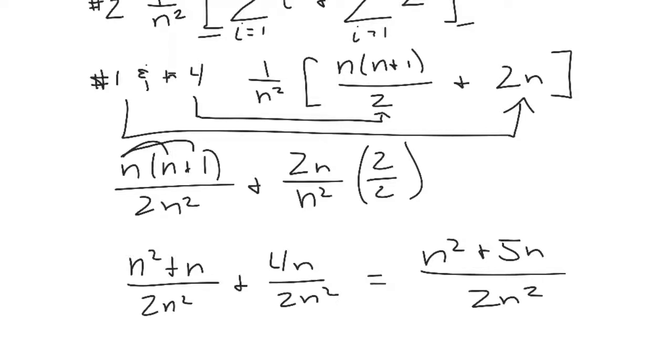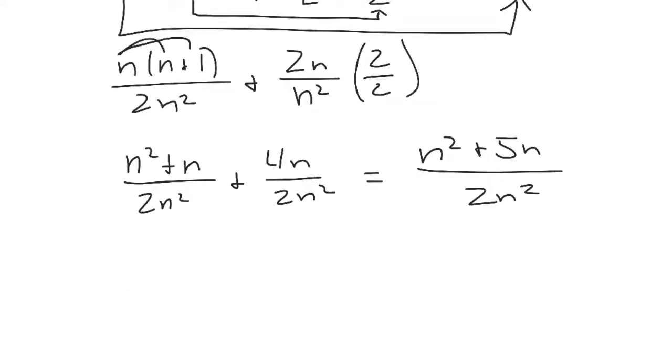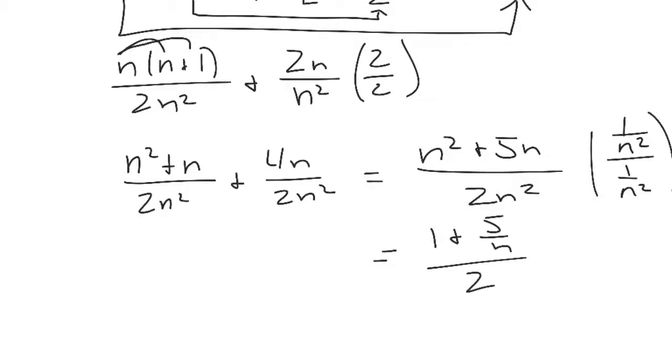Now, to evaluate this further, you can rationalize and multiply both the numerator and the denominator by 1 over n squared, and you will get 1 plus 5 over n over 2, and then you can do direct substitution. You know this goes to 0, so this would equal 1/2, and that is your answer.